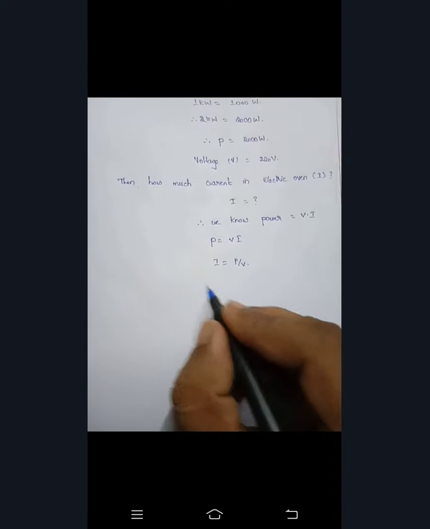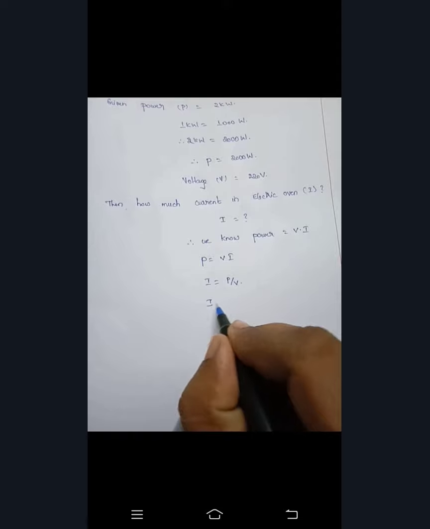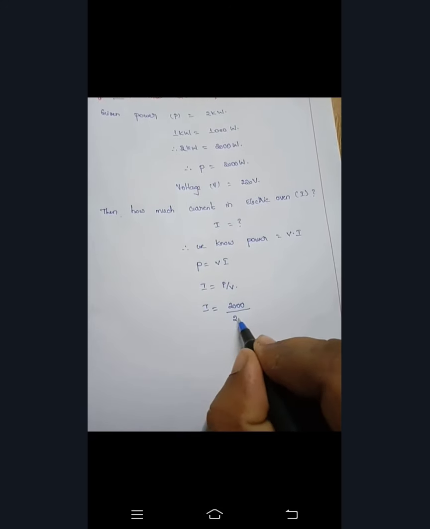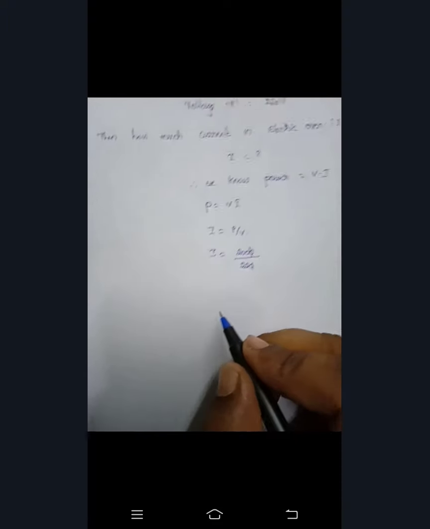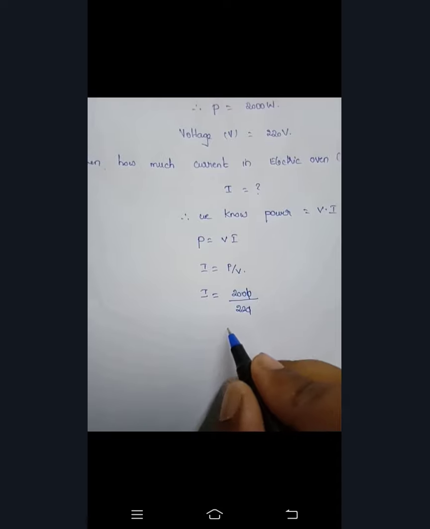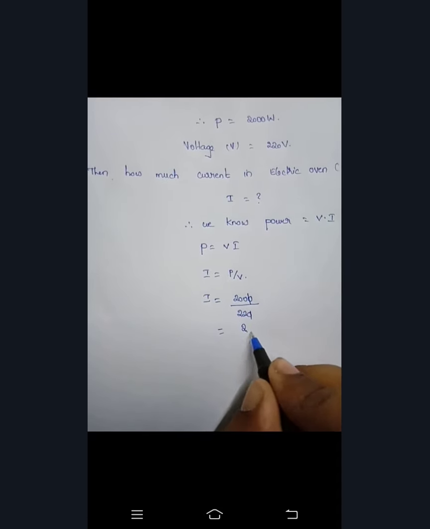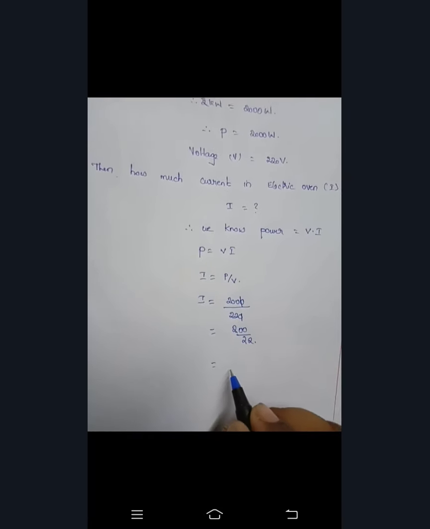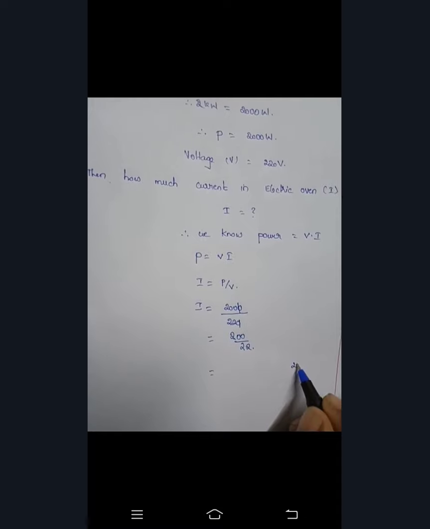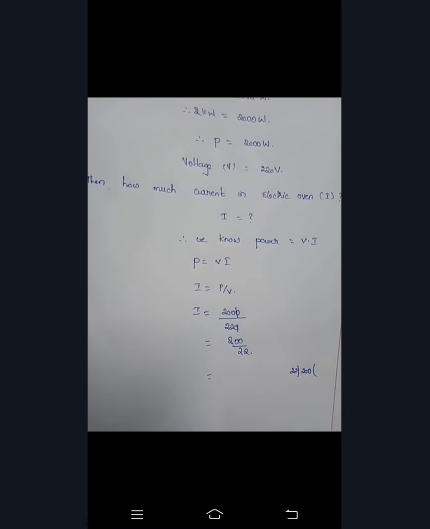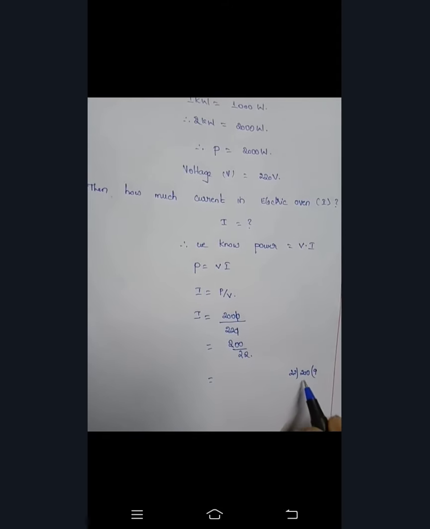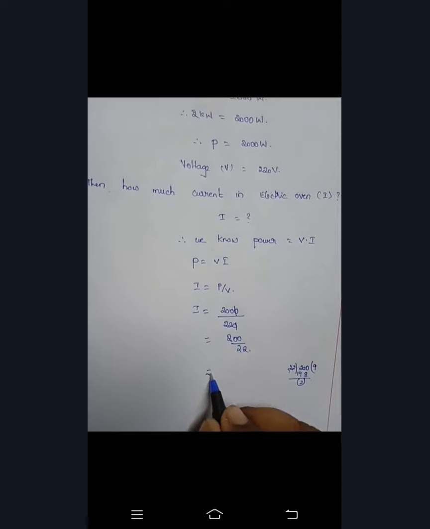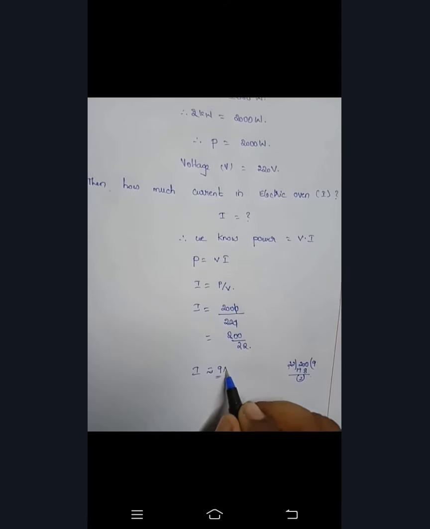Values are substituted for P and V. Therefore, I is equal to 2000 by 220. The zeros cancel, so it is 200 by 22. From the division, 22 nines are 198, so only 2 remaining. So approximately 9 amperes will be produced in the electric oven.